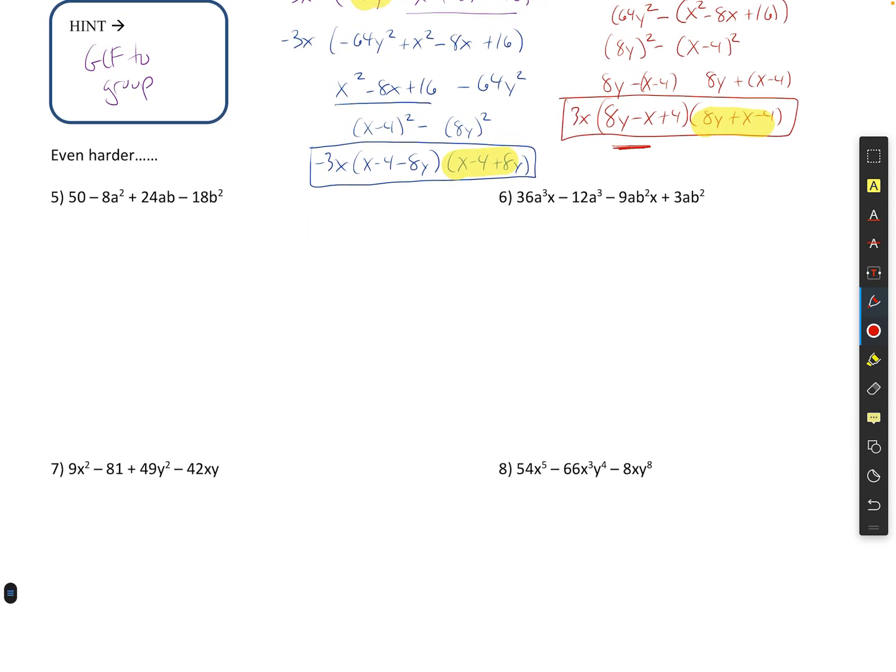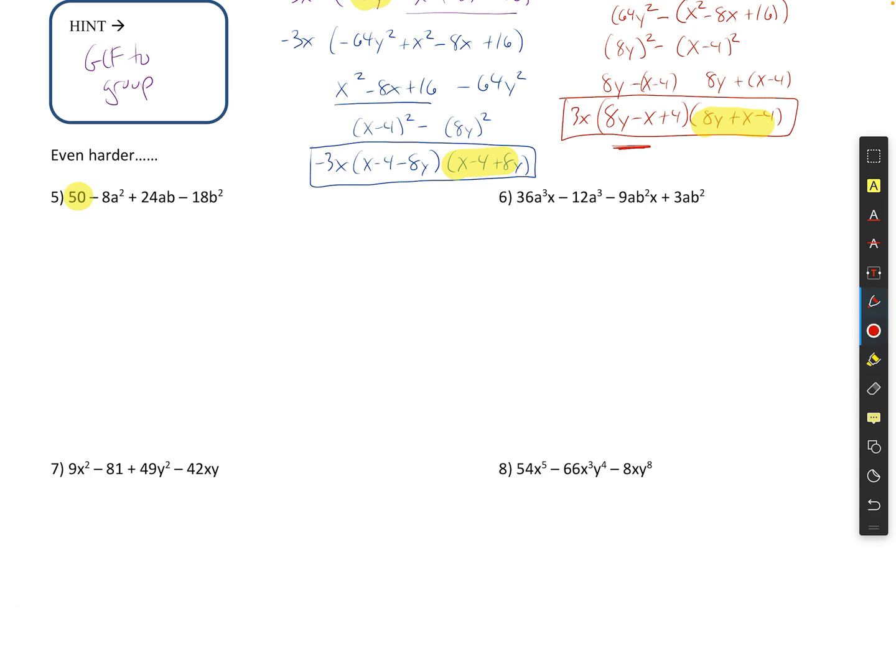All right, even harder. Okay, so I'm looking here, problem 5. I know in this situation, this is the odd man out. Right, it's the odd man out. I gotta do something to the other pieces.